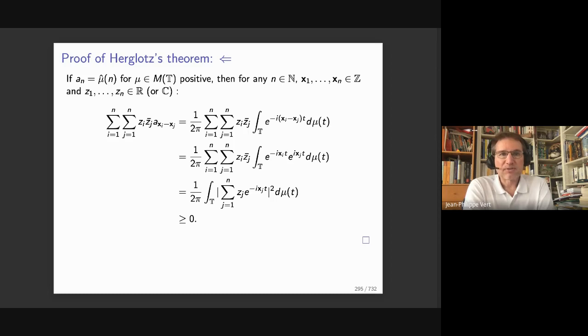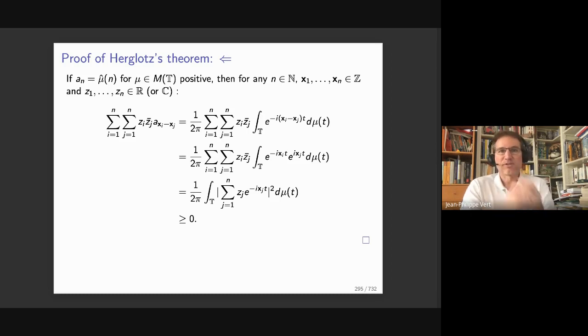All right, so let's try now to prove Herglotz, the theorem of Herglotz. Herglotz's theorem is an if and only if statement. So K is positive definite if and only if the sequence a_n is the Fourier transform of a positive measure. So we have two things to prove. And one of them is quite easy. It's written in this slide.